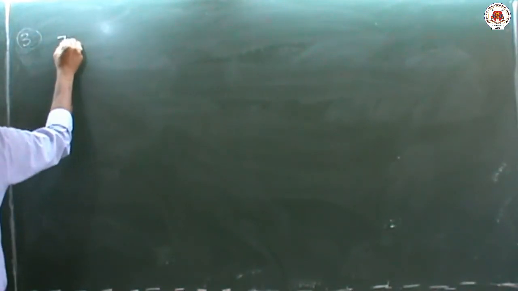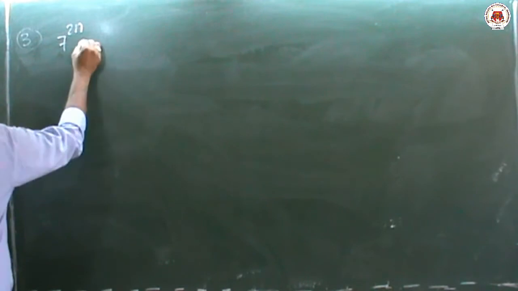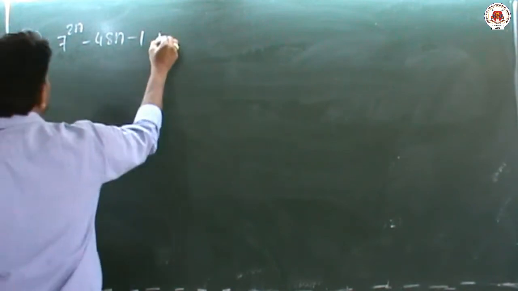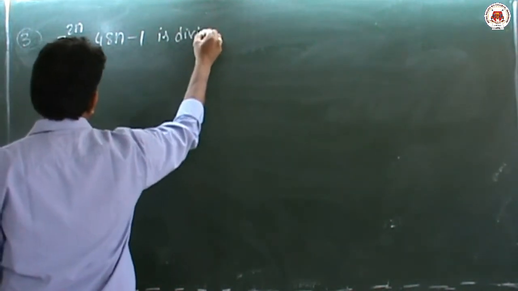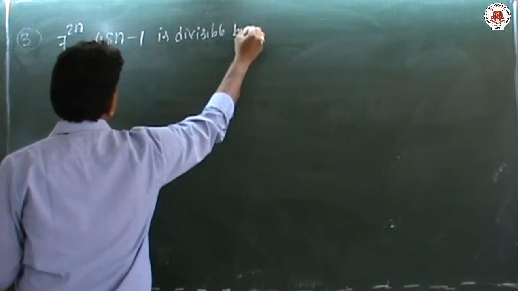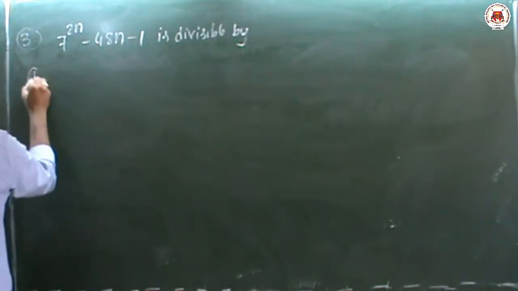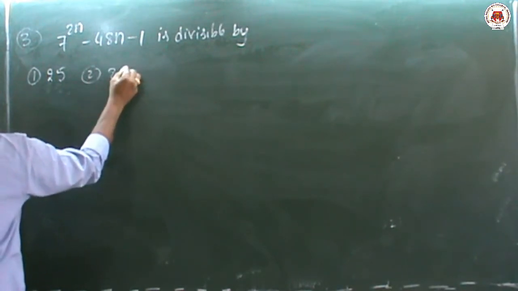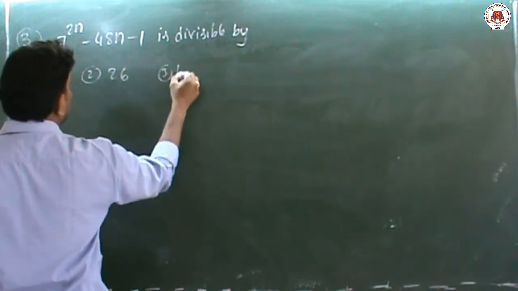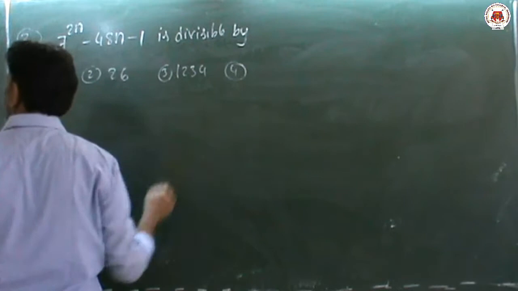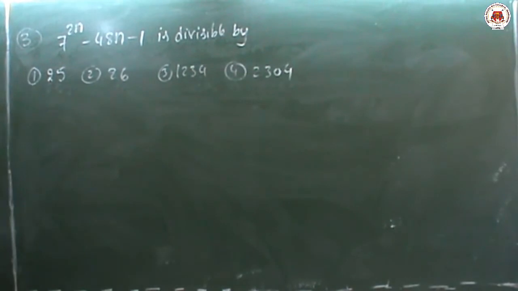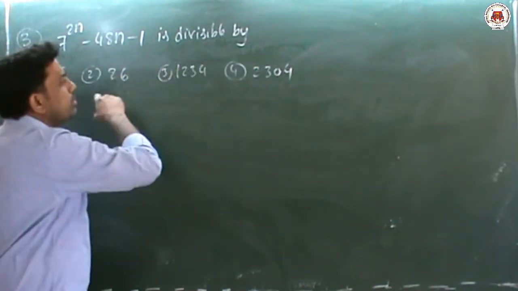The question is next, the third question: 7 to the power of 2n minus 48n minus 1 is divisible by which number? The options are: first option is 25, second option is 26, third option is 1234, and the fourth option is 2304. Totally 4 options are given. He asks, this expression is divisible by which number?